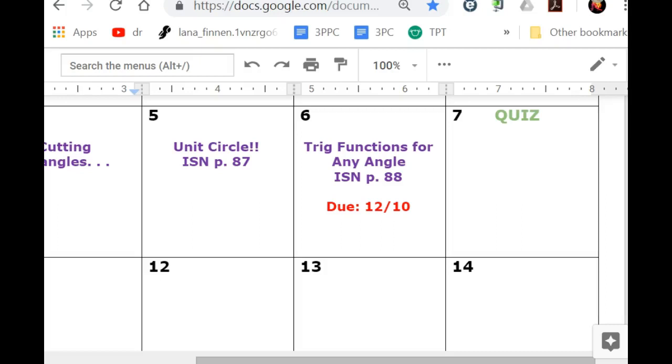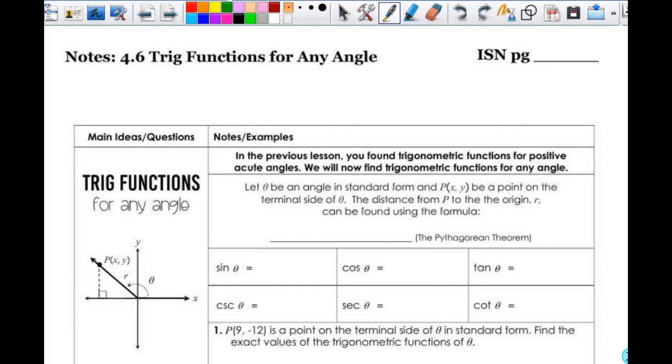Notice on your calendar you have a quiz tomorrow that will be over the radian measures of the special angles on the unit circle. So make sure that you know all those radian measures and where they go on the unit circle so you can do well on your quiz tomorrow. It will be short and sweet. All right, so on your notes, this is going to go on page 88 when we're done.